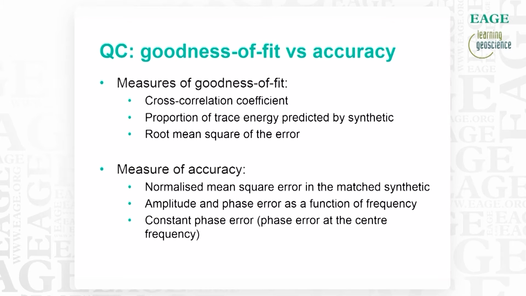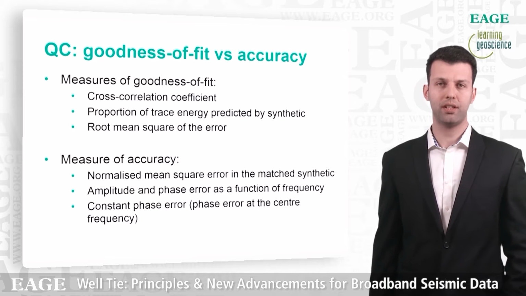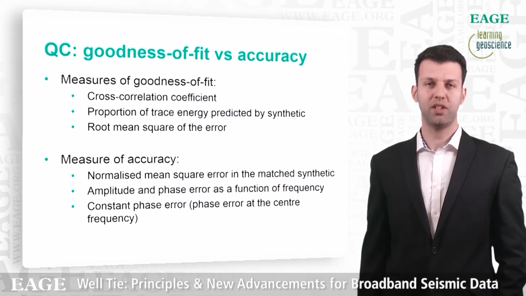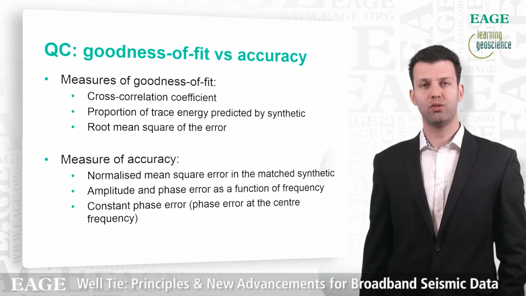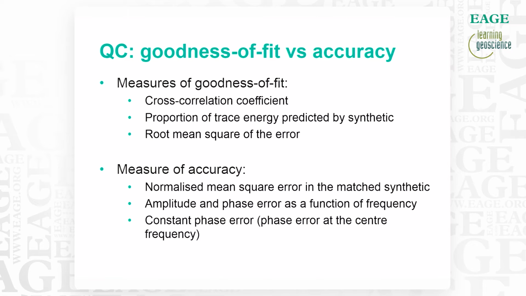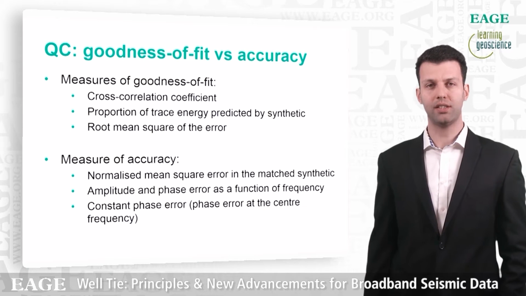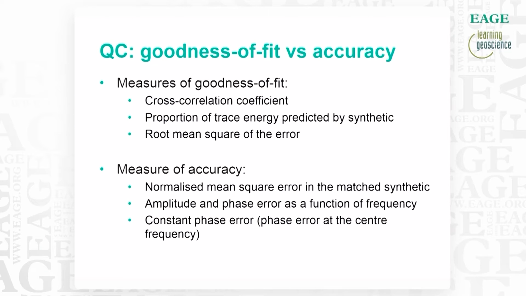Useful attributes to measure goodness of fit are cross-correlation, a typical attribute we often use, the proportion of trace energy predicted by the synthetic, and also the root mean square of the error, or RMSE. Some useful attributes to measure accuracy are NMSE, amplitude and phase error as a function of frequency, or a constant phase error, which is the phase error at the center frequency. That might be useful as a number to keep in mind, with the example that I showed earlier, when you deal with inversion and so on.